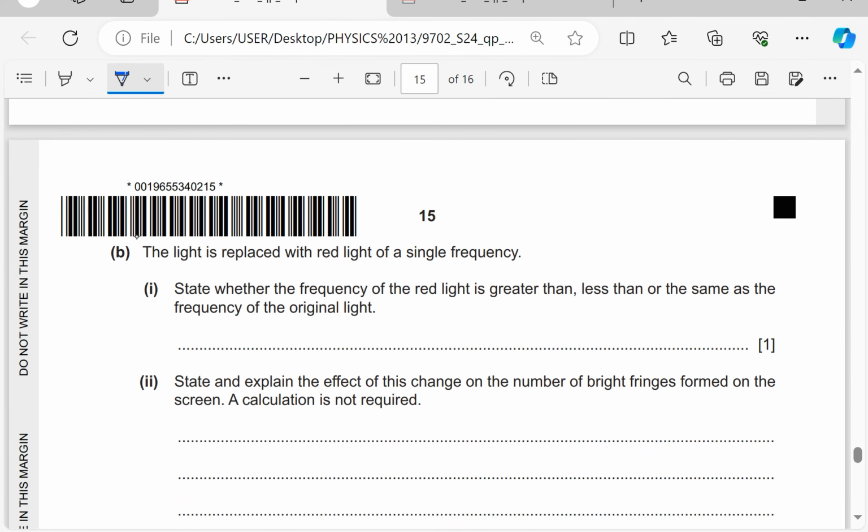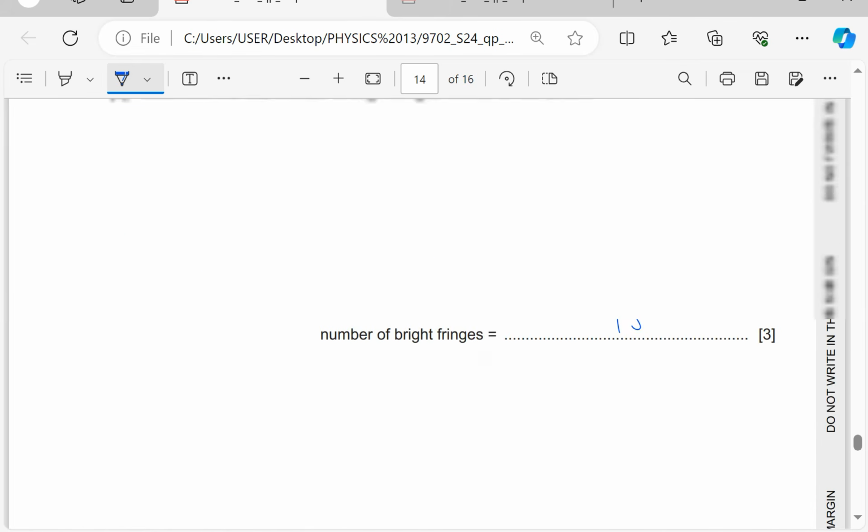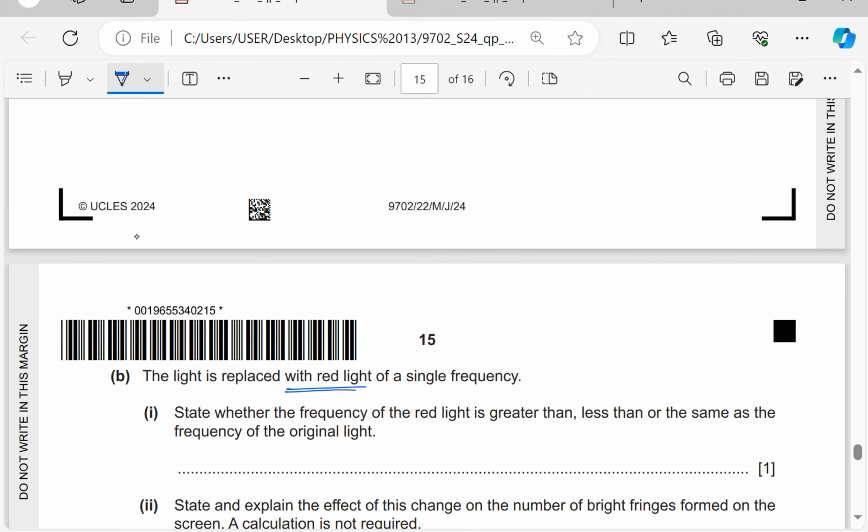The light is replaced with red light. Of course, this is 520. Red has a wavelength of about 700 nanometers. So it means red has a longer wavelength compared to the one which is given. So it means it has a smaller frequency.